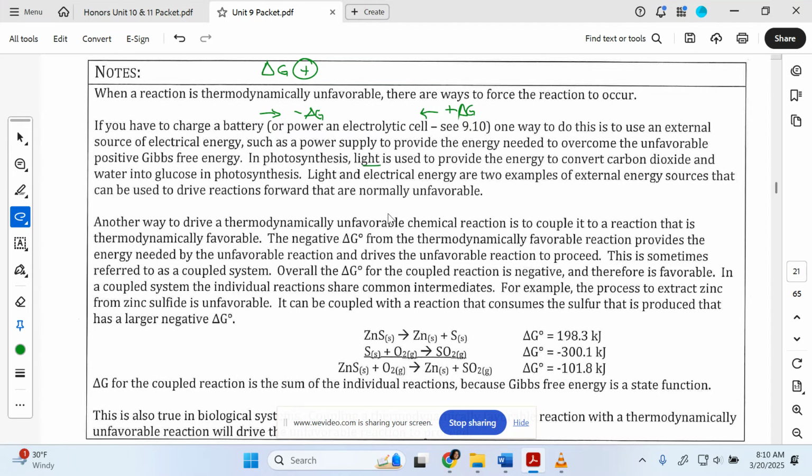In photosynthesis, remember, you've got photosynthesis that goes one direction. That is a positive delta G. What's the opposite of photosynthesis? What's that called? Cellular respiration. So cellular respiration is the reverse of this. That is a negative delta G.